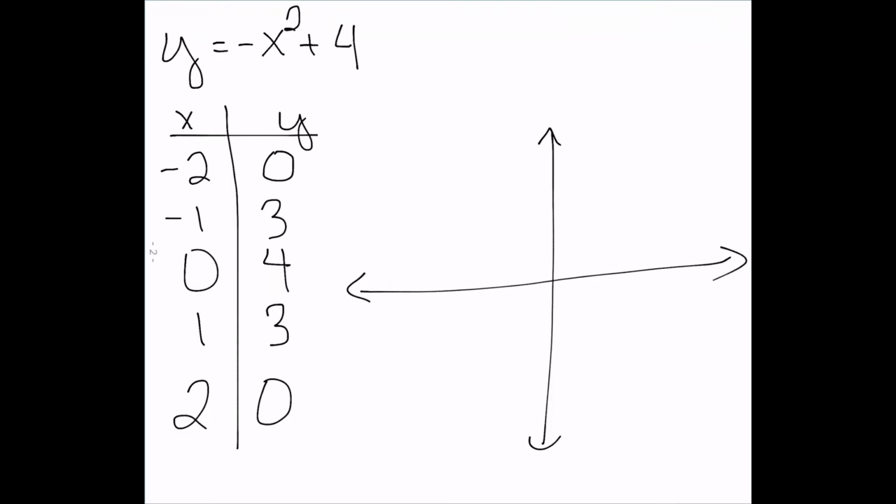Now that we have that, we can graph. I have negative 2, 0, negative 1, 3, 0, 4, 1, 3, and 2, 0. Once again, we just connect the dots to get a general idea of what the graph looks like.